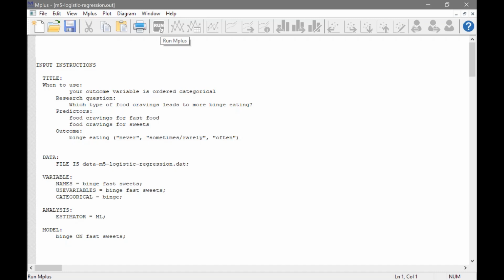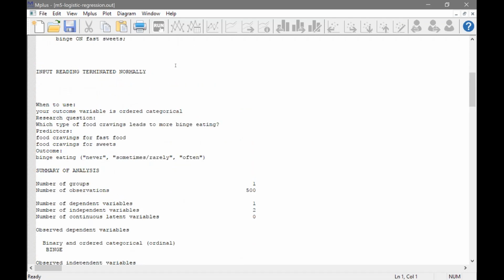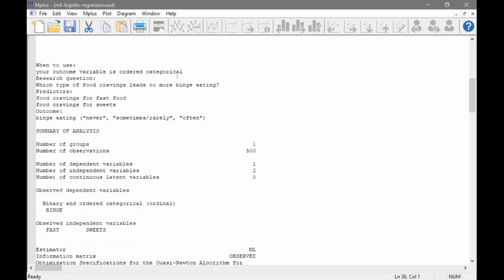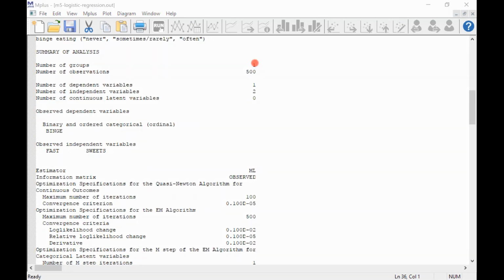The first thing you see here is a repeat of the input instructions. Then you scroll down and you get this message which confirms that the input reading was terminated normally. Next, in the analysis section, you can see you had just one group of people and 500 people in the sample. There was one dependent variable and two independent variables. No factor analysis was included in this model. So this is not actually an SEM. It's just a regression analysis.